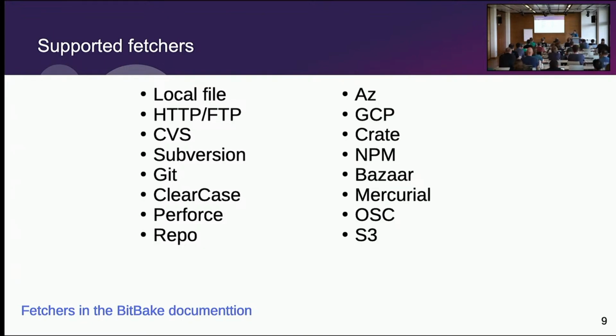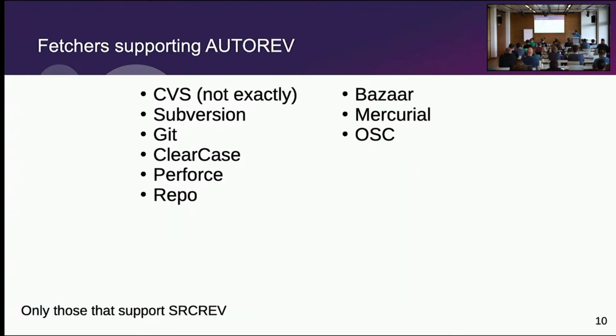Not all of them, of course, support AUTOREV. Like Robert mentioned, there are file fetchers. So AUTOREV doesn't do anything there. AUTOREV is supported basically only in those that support source revision. So in the fetcher implementation, there's a function which checks if the source revision is supported in the fetcher, then you can use AUTOREV. For CVS, I have a bonus slide here.